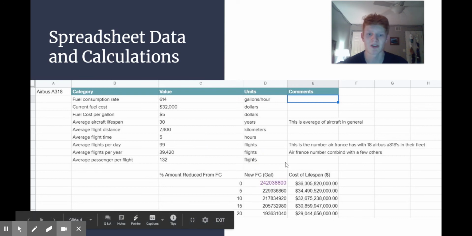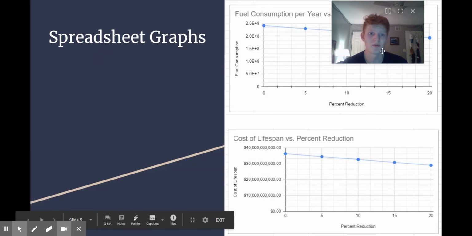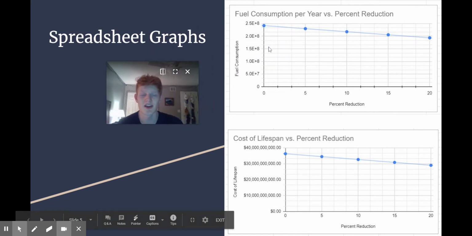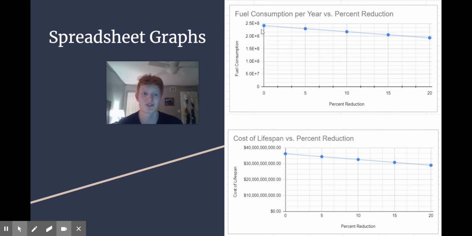In the bottom area, you can see the percent amount reduced from fuel cost, and then the new fuel cost and cost of lifespan. These are obviously pretty high numbers, but as we move on, we can see the graphs here where every time you reduce the fuel consumption, the cost of lifespan is going to go down with a pretty linear trend.